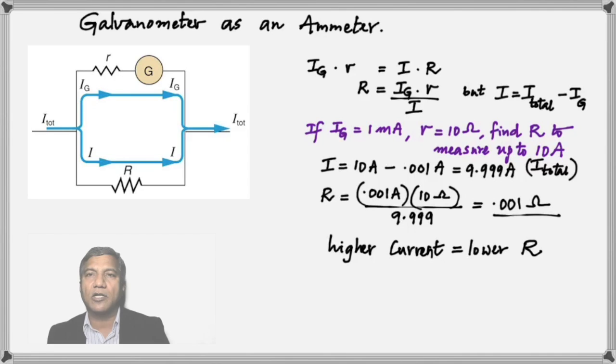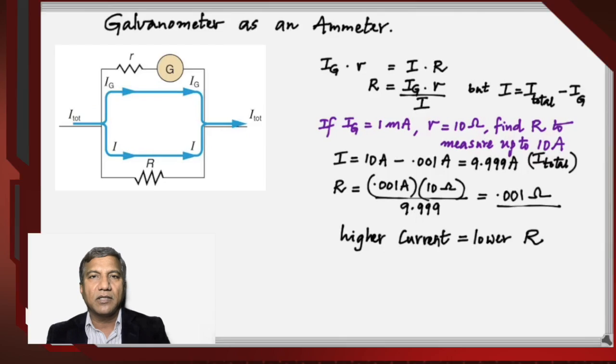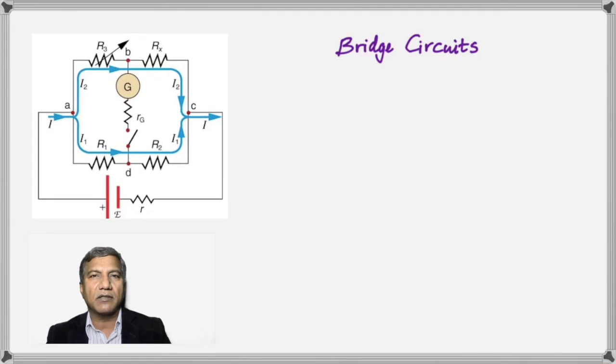Next, we need to talk about bridge circuits. You know, bridge circuits are used to basically measure an unknown resistance. It can also be used to measure an unknown capacitance. And we're going to do both of these labs. So this is an important circuit.